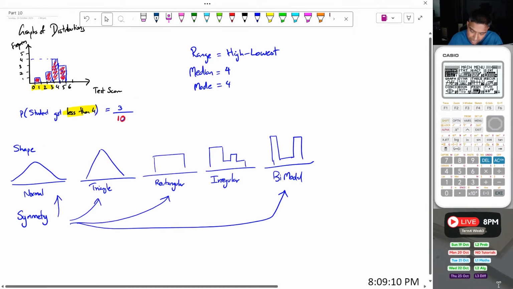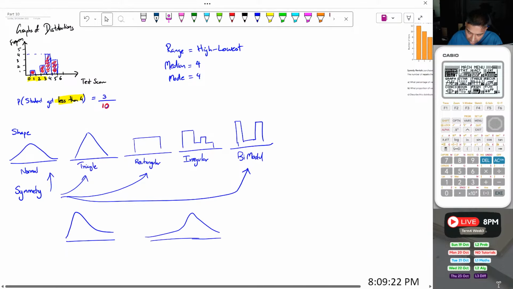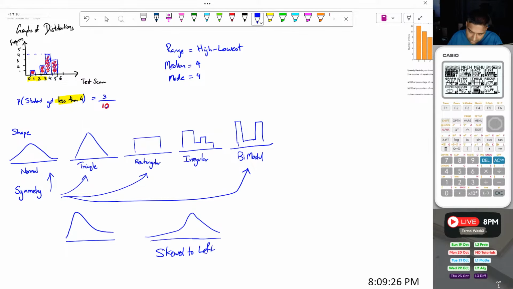The last thing is you'll see skewness. So if you get a graph like this, or if you get a graph like this, this is skewed to the left, and this one is skewed to the right. These things are important because sometimes they ask you, hey, does this graph fit a normal distribution? You could talk about all the normal distribution features and then compare it to the graph.